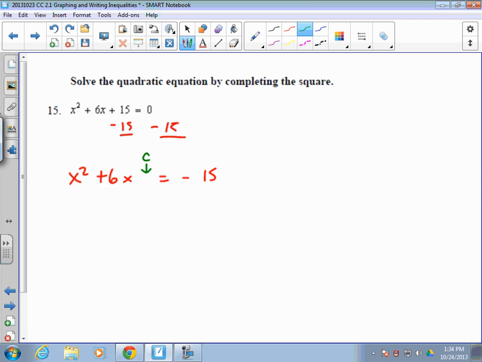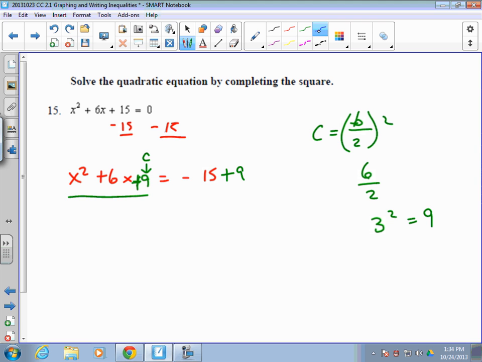It's unknown right now. In order to find c, do just like you did on the last problem. Take b and divide it by 2 and square it. B's value is 6. Divide that by 2 and you get 3. Square that and you get the number 9. So c's value is positive 9. But if you add 9 to the left side, you have to add it to the right so you don't imbalance the problem. Now you have a perfect trinomial.